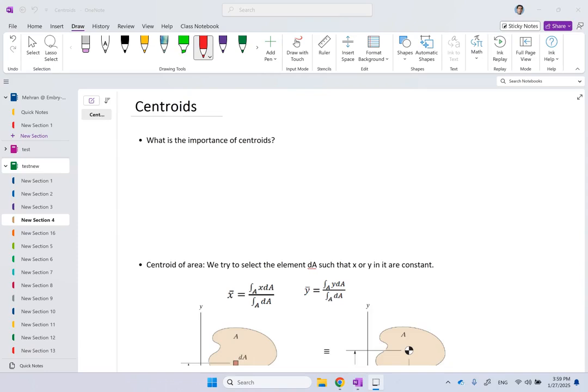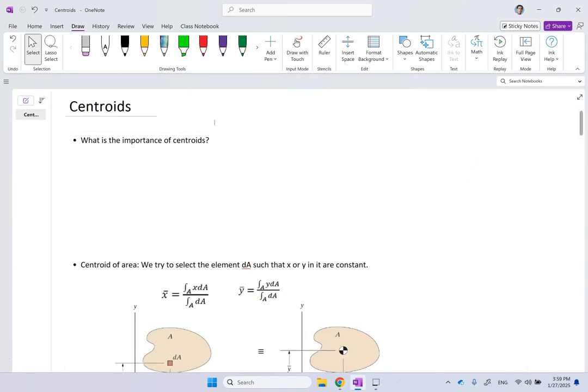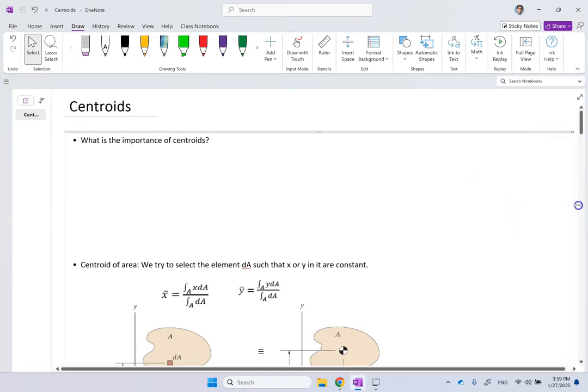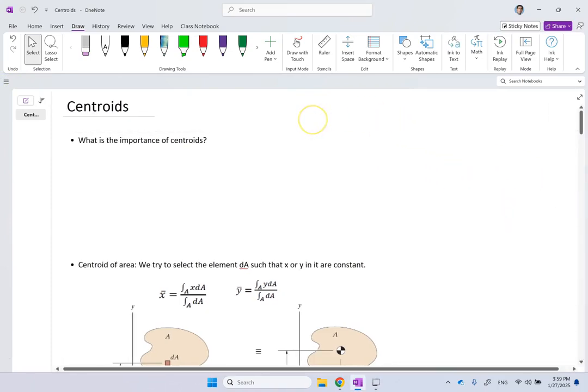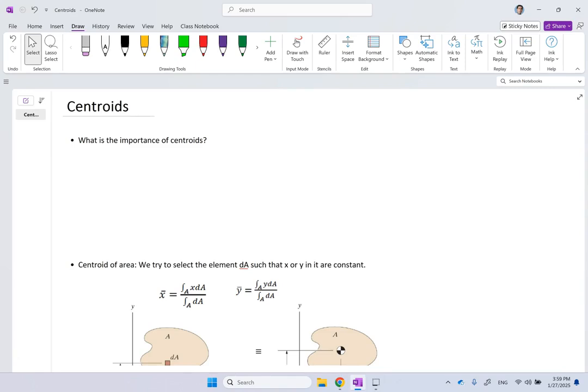But before we start looking into formulas and examples, the first question that we need to answer is, why are they important? Why should we learn them in the first place? And the answer is they are appearing in lots of different places in engineering and real world examples.